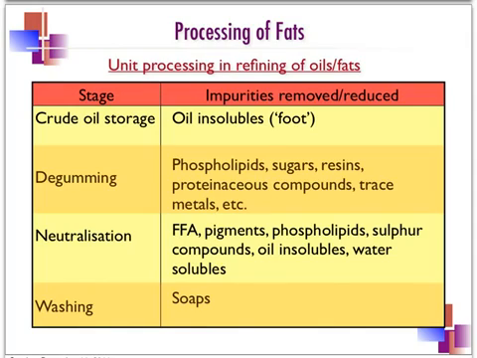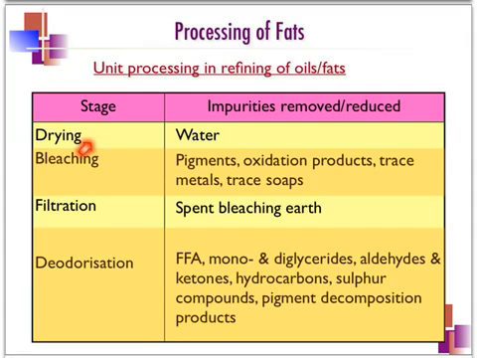In the alkali neutralization process, we add the caustic, or sodium hydroxide, to neutralize the free fatty acid and also remove other components, pigments, and some gums, sulfur compounds, and other oil-insoluble and water-soluble compounds. Then the washing step is to wash the soaps that are produced as a byproduct from the neutralization step. Drying stage. Drying is used to remove the water, which sometimes is added during the degumming process.